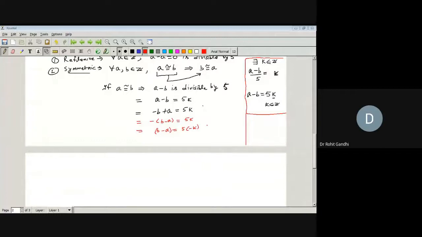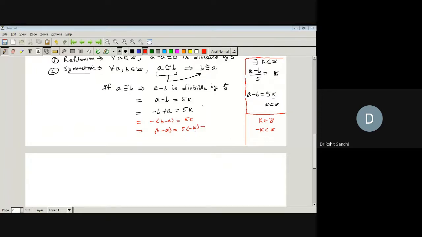So Kanika, it is an integer, right? And we don't know what a and b are. The only thing we know is that their difference is divisible by 5. So it can be negative or positive, depending upon a and b. But we know that k is an integer. So what should minus k be? Minus k is also an integer. So there exists an integer minus k such that I can write b minus a as a multiple of 5.